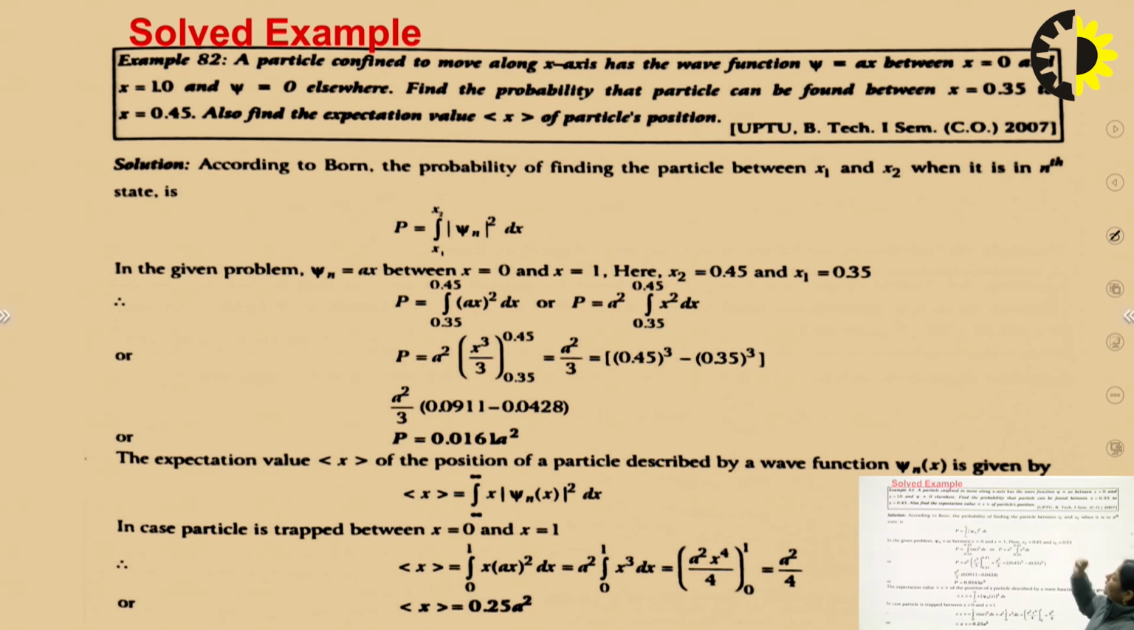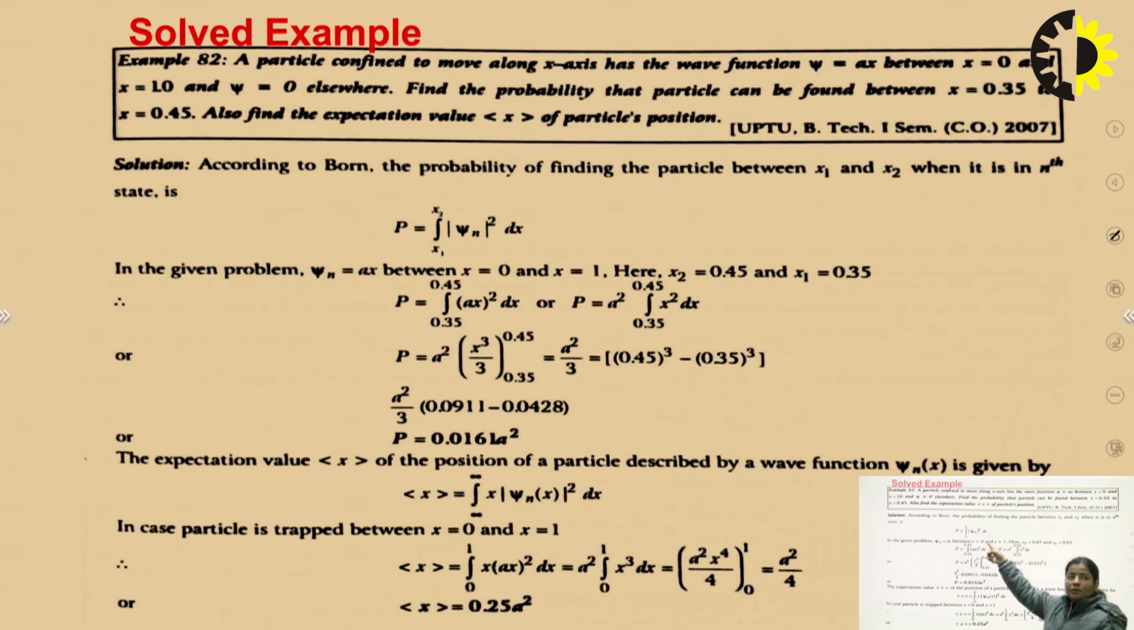Now we have to find the probability that the particle can be found between x equals 0.35 and x equals 0.45. Within this region, what is the probability that the particle can be found? And also we have to find out the expectation value of x, the particle's position. So we will begin now.